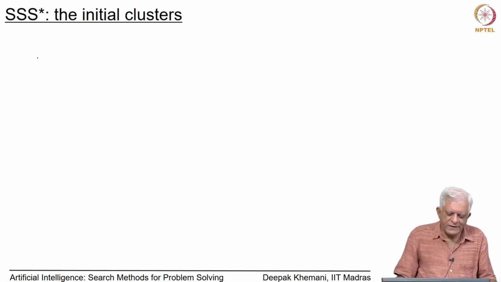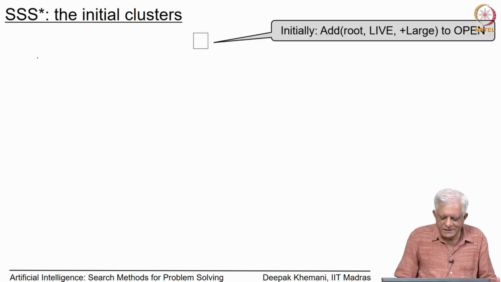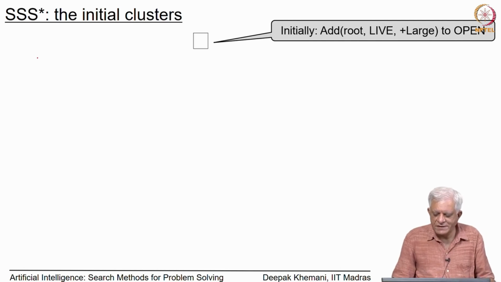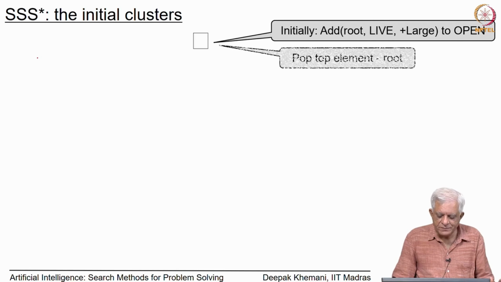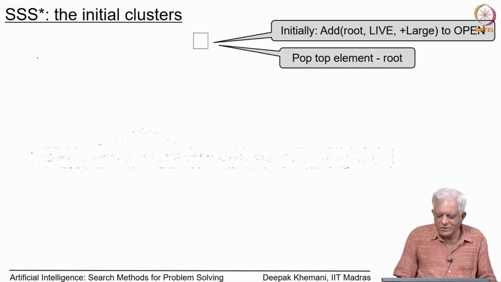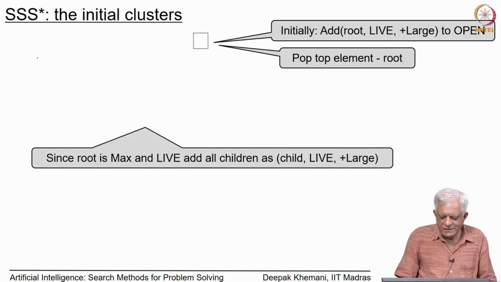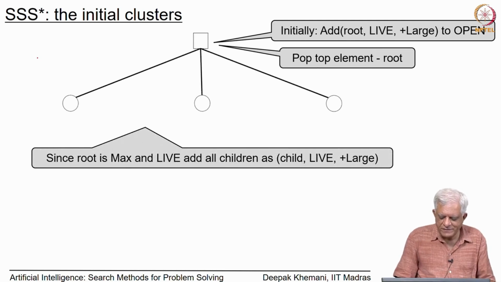So, remember in the forward phase we construct the initial clusters, and the way we do that is to start off by adding the root node to the priority queue with a status of being live and a heuristic value of plus large, or open. Then remember that it goes through a loop: you pop the top element, the root, and since root is a max node, we will add all children of root, and for each child we will add the same live status and the value plus large.